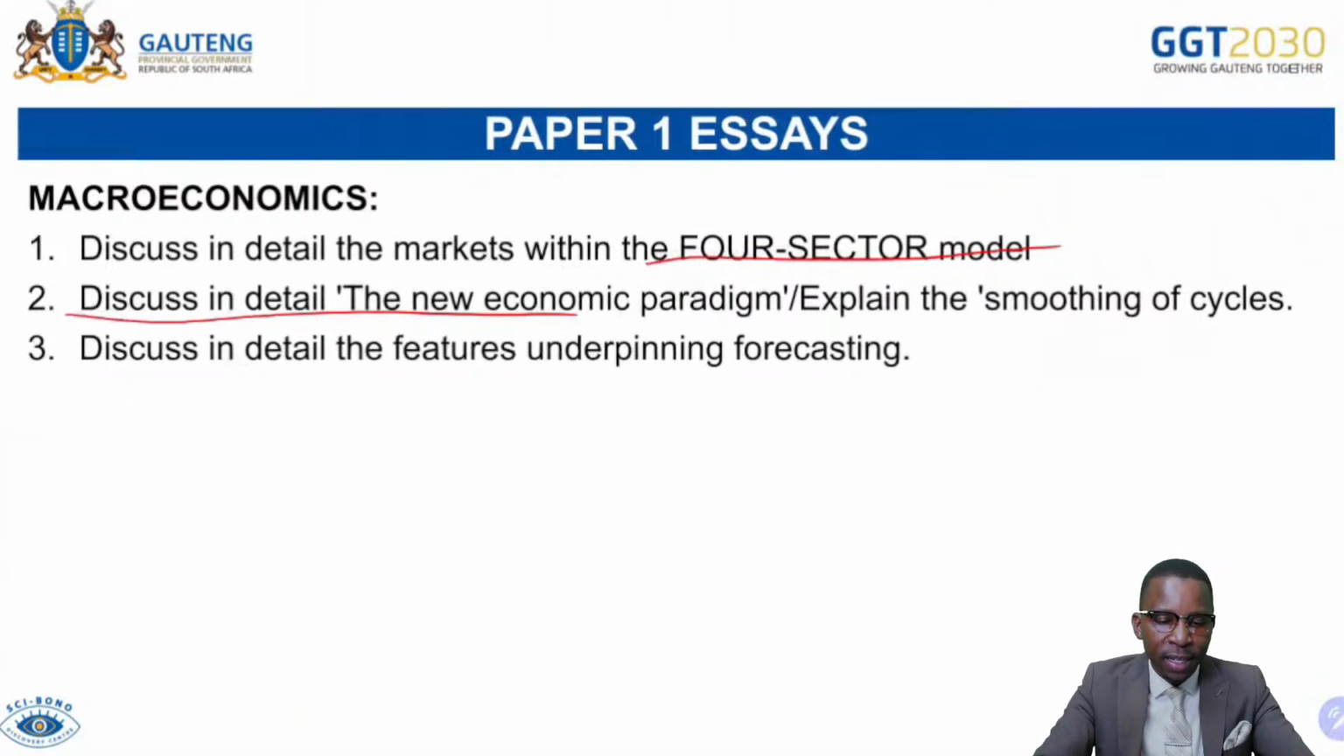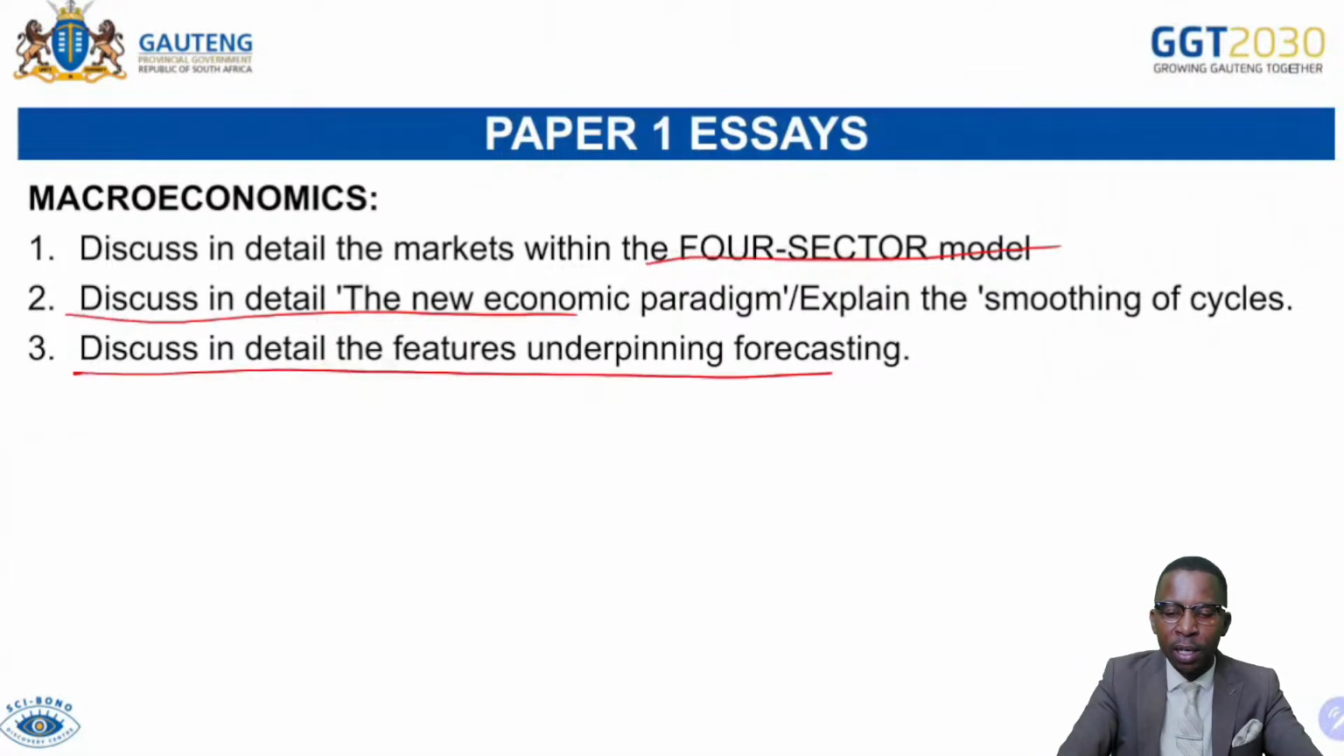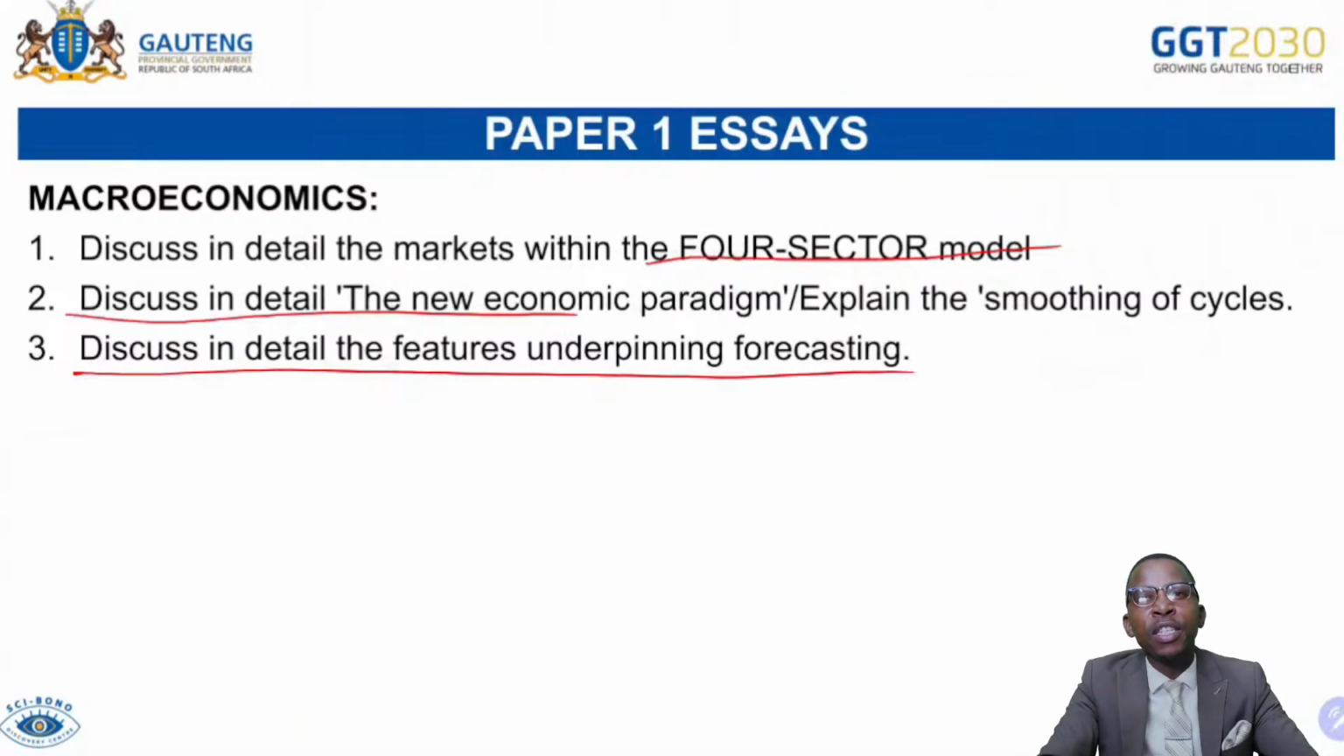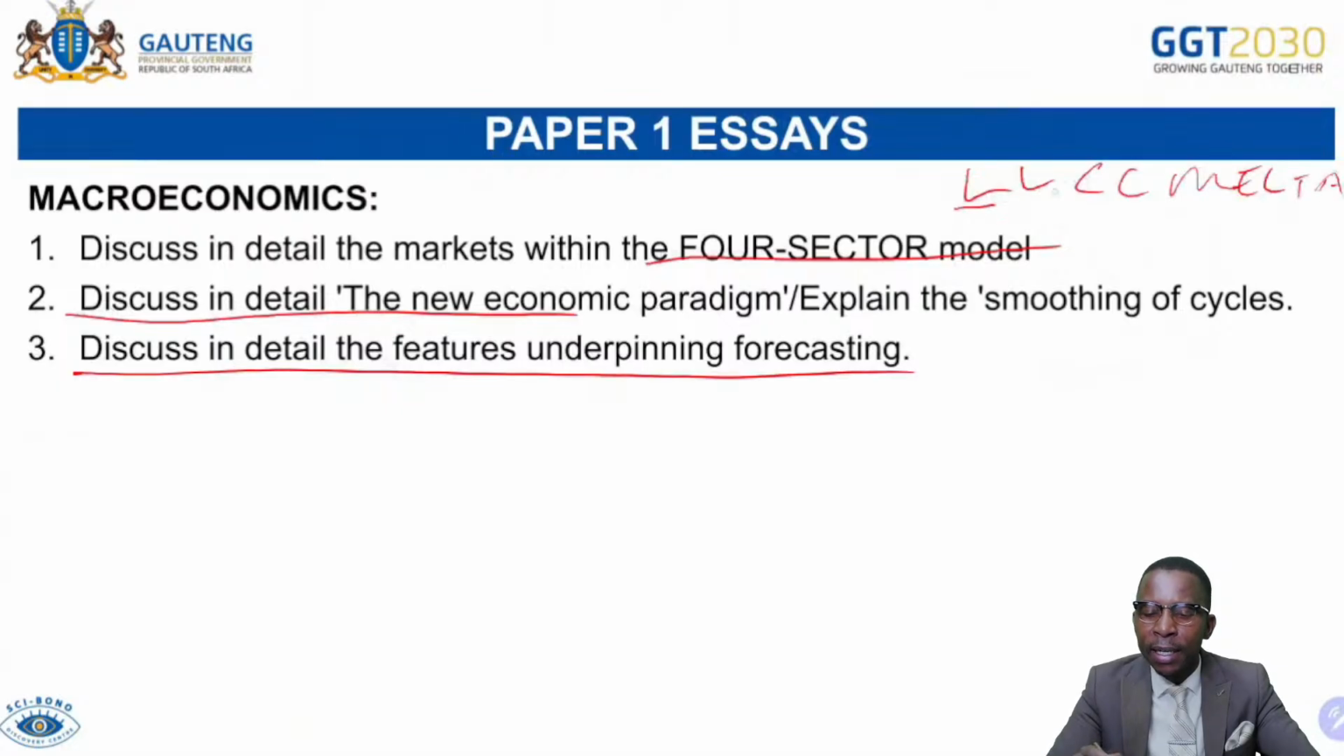That was your essay. Discussing detailed features underpinning forecasting. This one, you did in term one, the term test. So I believe you still remember the LLC melter. We call this one LLC melter. What do we mean by that? Leading indicators, lagging, coincidence, composite, moving average, extrapolation, the trend line, and amplitude. So this one is not bad. I think you will always remember.